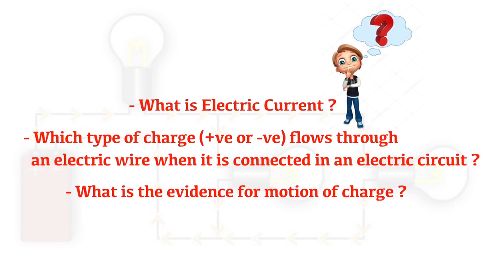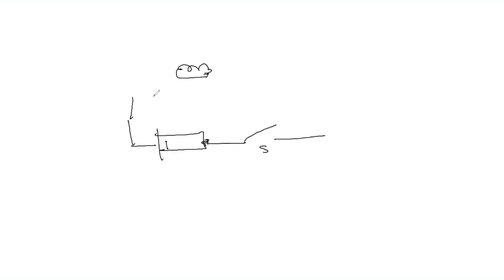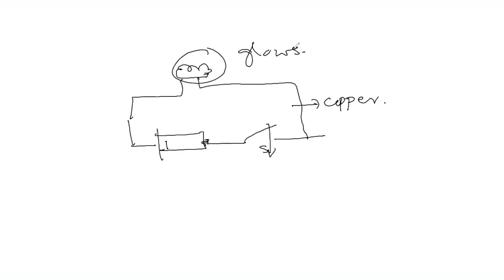To understand this, take a small activity. Take an electric circuit with a battery, switch, bulb, and connected wires made of copper. When you switch on, the bulb glows. From this, what can we understand? These copper connecting wires carry energy from the battery to the bulb.